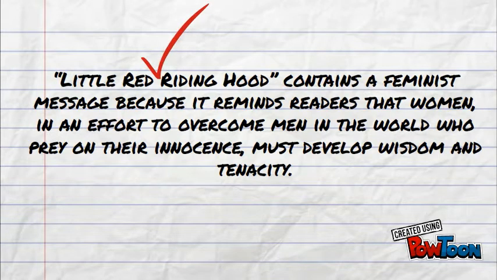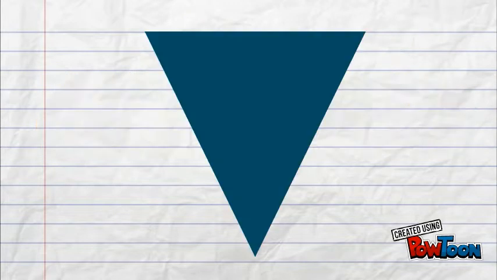First, a specific topic, Little Red Riding Hood. Second, a debatable phrase, Little Red Riding Hood contains a feminist message. And third, support for your argument, usually in a because clause, because it reminds readers that women, in an effort to overcome men in the world who prey on their innocence, must develop wisdom and tenacity. You will expand on your because clause or your support more clearly in the body paragraphs.